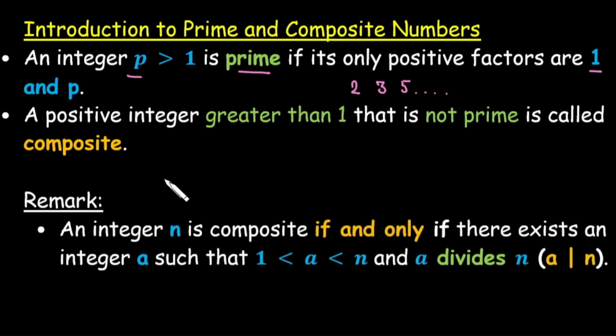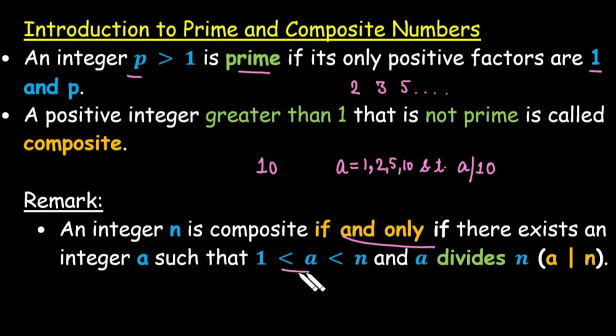Moreover, a number n is called composite if and only if there exists an integer a such that a is less than n and surely a divides n. What does it mean? Suppose we need to show that 10 is a composite number. So surely there exists a number a such that a divides 10. What are the numbers that divide 10? That is 1, 2, 5, 10. So it means the statement is true. There exists an integer a that is less than n. So that is 2 and 5, where 2 divides 10 as well as 5 divides 10.